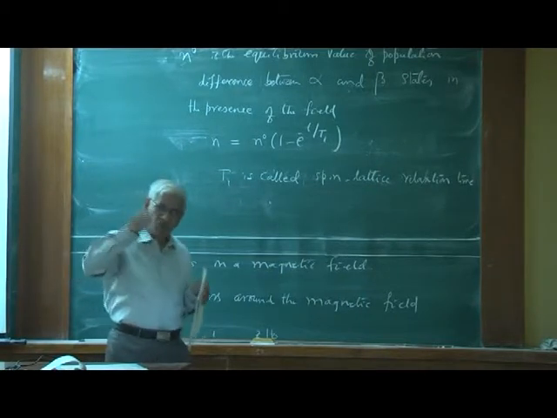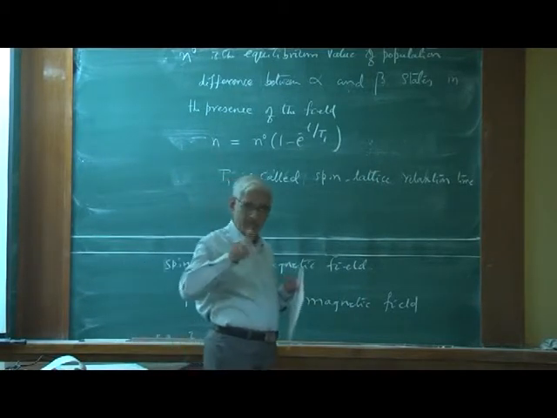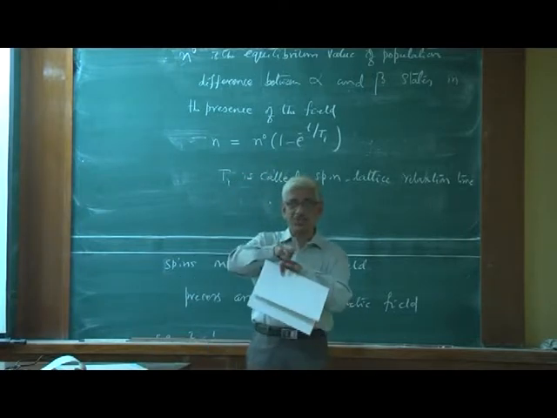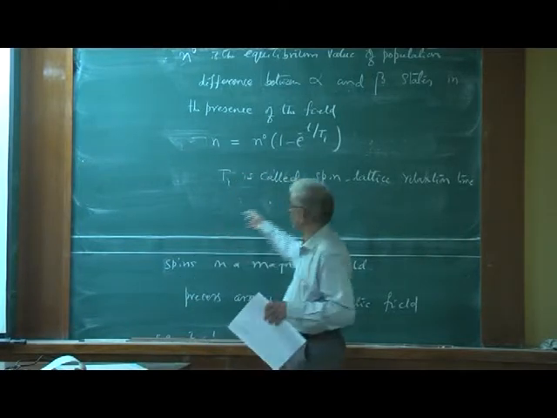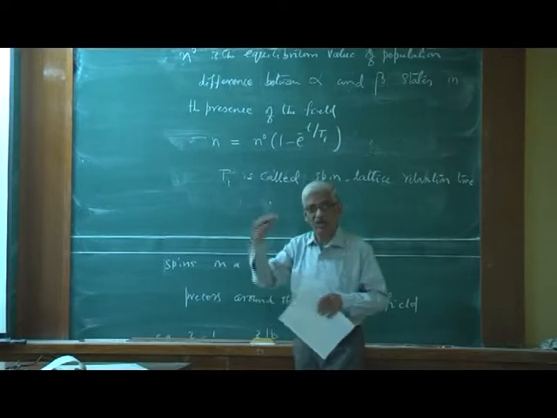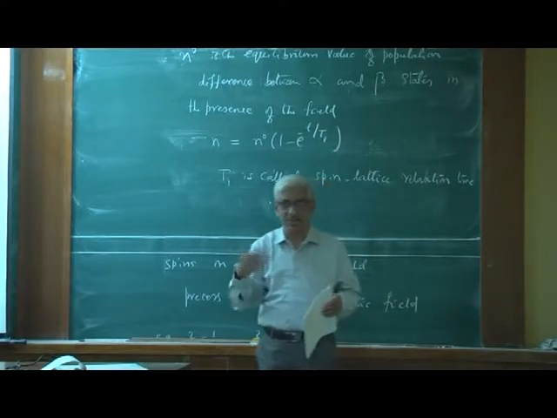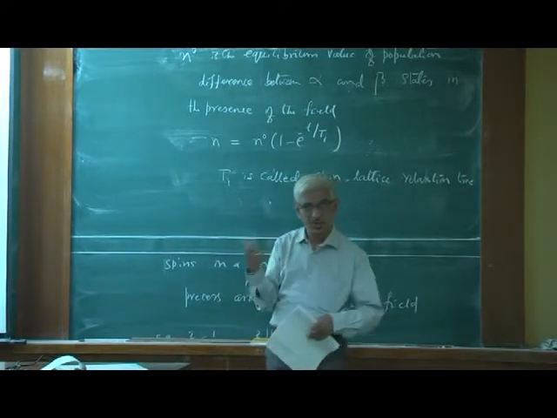It causes the transition both ways. Both ways it causes transitions, but it will eventually reach the population difference which is given by this. There will be more transitions in one direction compared to the other, because it has to reach the Boltzmann statistics.